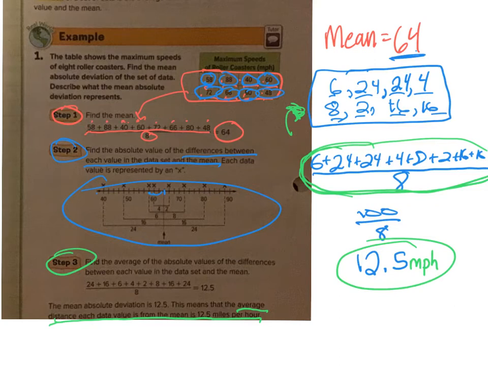Okay, so you find the mean or the average of all of them. Then you find the difference between each number and the mean. And then you find the average of those numbers. Hope it's not too confusing. Okay, let's try one.